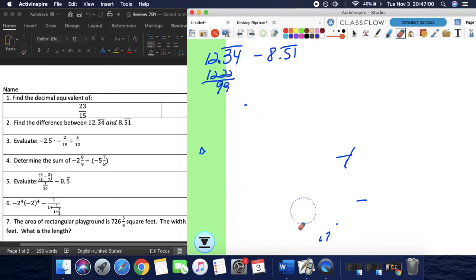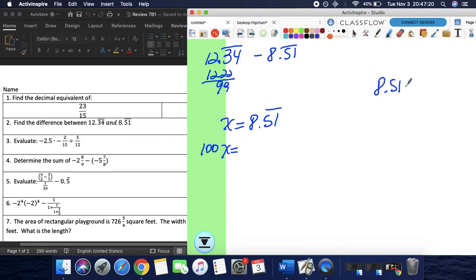Still not done. Like I said, very labor intensive. Let's do 8.51. So set x equals 8.51 bar notation. Right, so let's rewrite this again. Let's multiply both sides by 100. It's going to allow me to move the decimal. So again, 8.51, 51, 51, 51. Multiplying this by 100 will make it 100 times bigger. So the shortcut is just move the decimal 2 over. So we're going to get 851.51 bar notation.